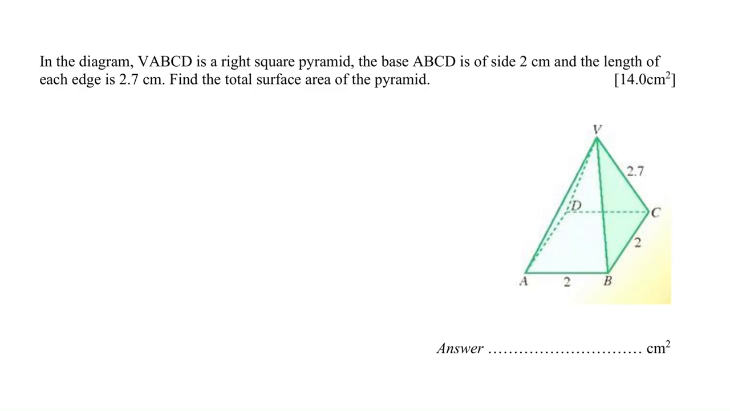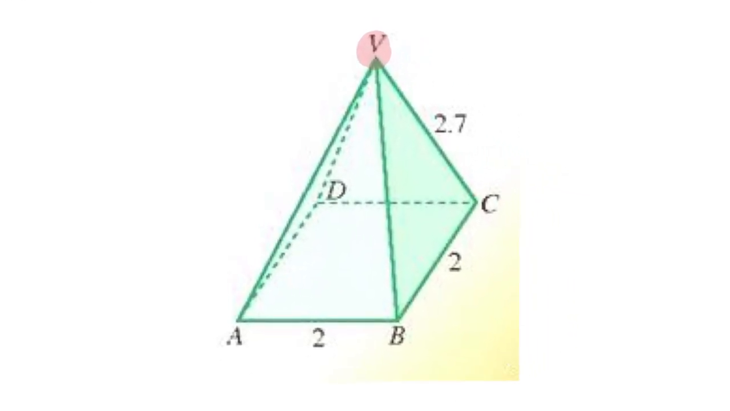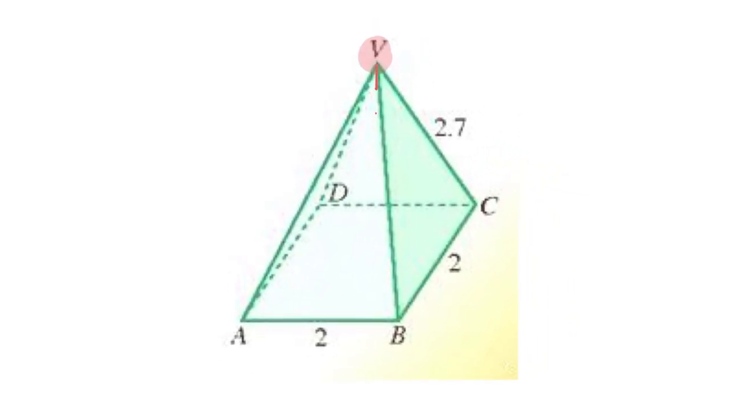Alright, for this diagram, we are given a right square pyramid. That is important because a right square pyramid simply means that the vertex is right at the center. That means if I were to draw a dotted line, it should hit right at the center of the base.